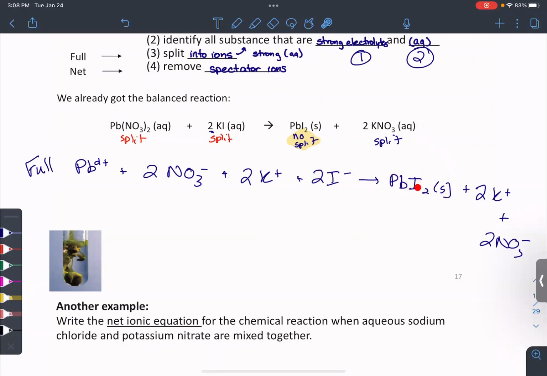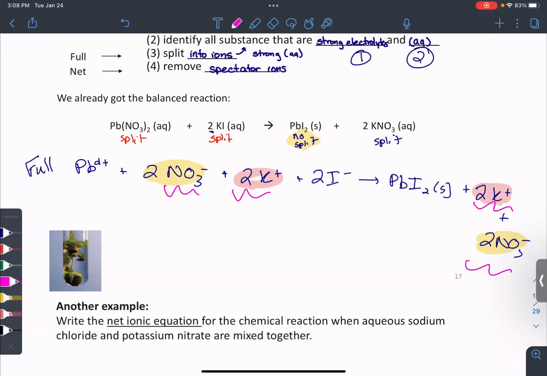Now it's tied up in the solid. But let's look at nitrate. Does nitrate change at all from the reactant side to the product side? No, it's written exactly the same. Same thing with K+. See how it's written exactly the same on each side. So those are spectator ions. I'm going to remove those because they're not changing at all in the reaction.